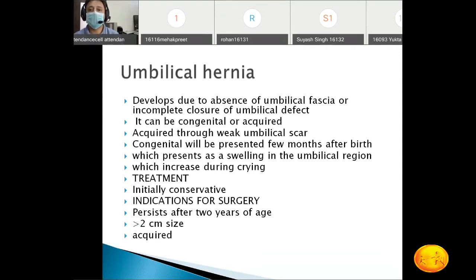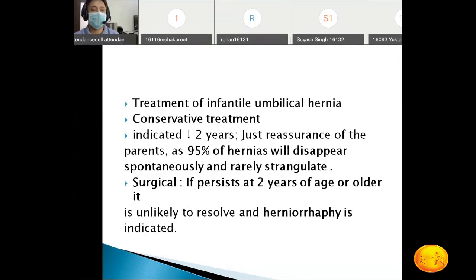Congenital hernia will be present a few months after birth, presenting as a swelling in the umbilical region, which increases during crying. The treatment is initially conservative. Indications for surgery are if it persists after 2 years of age, if the size is more than 2 centimeters, or if it is an acquired hernia. Conservative treatment is indicated in children less than 2 years, with just reassurance of the patients, as 95% of the hernias will disappear spontaneously and rarely strangulate.